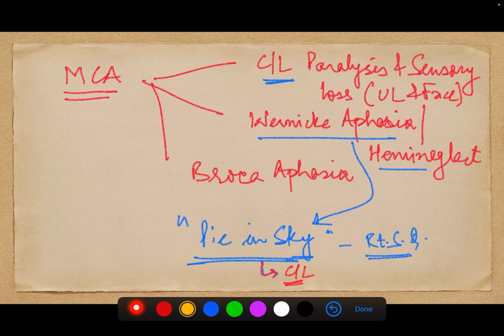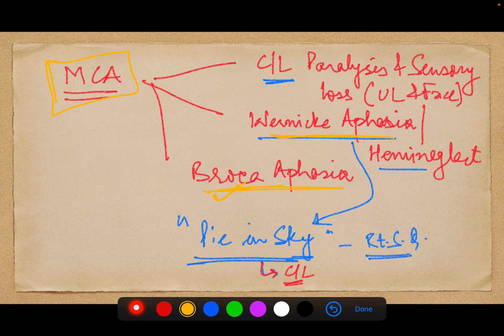Now, Wernicke and Broca's aphasia, we are very well aware. In Wernicke aphasia, the patient suffers from receptive aphasia, which means the person doesn't have insight. There will be word salad, and whatever he says will make no sense. Broca's aphasia means the person who suffers from it will have intact insight but won't be able to say the words.